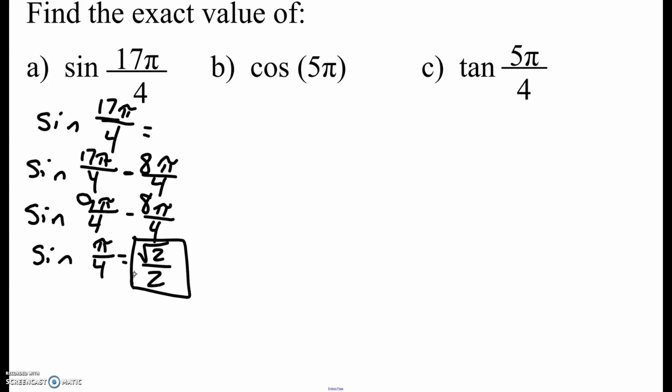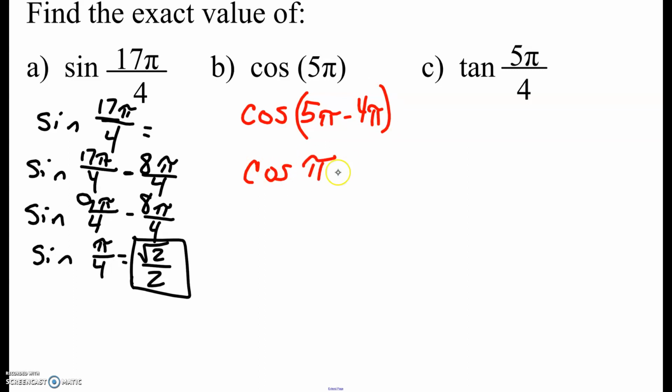It's a little bit easier with the second example, cosine of 5 pi. Again, cosine repeats its values every 2 pi intervals. So I would like to get that angle in between 0 and 2 pi. So I could subtract 2 pi twice, or I could subtract a total of 4 pi to get cosine at pi. Cosine at pi is -1.